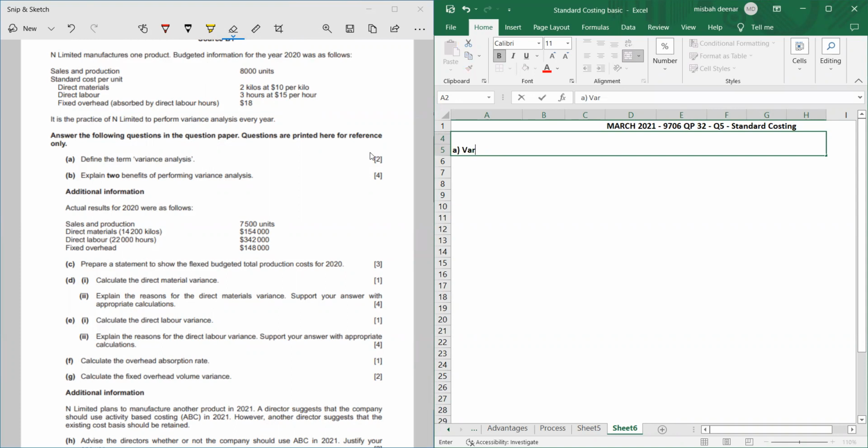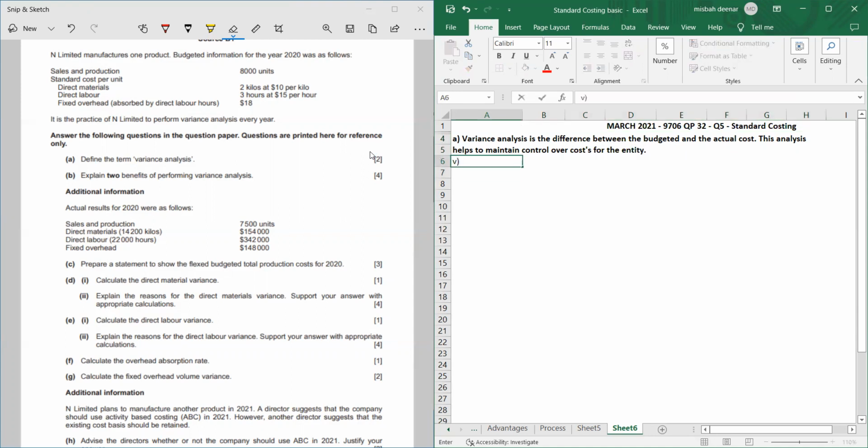So variance analysis is the difference between the budgeted and the actual cost. This analysis helps to maintain control over costs for the entity.